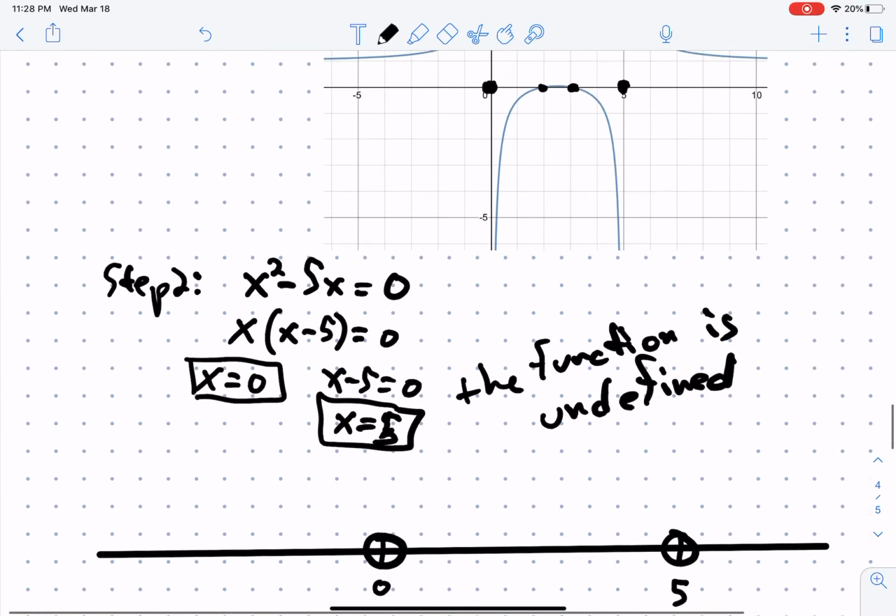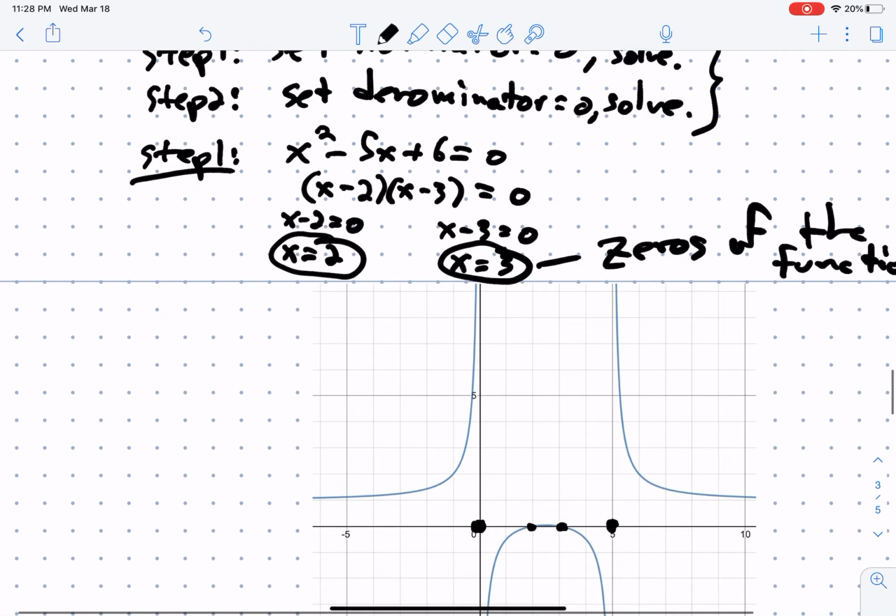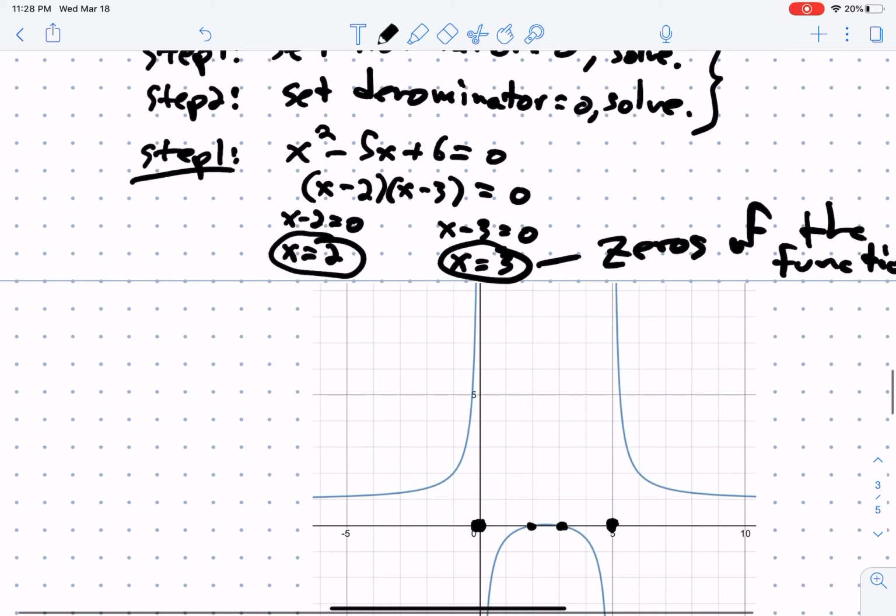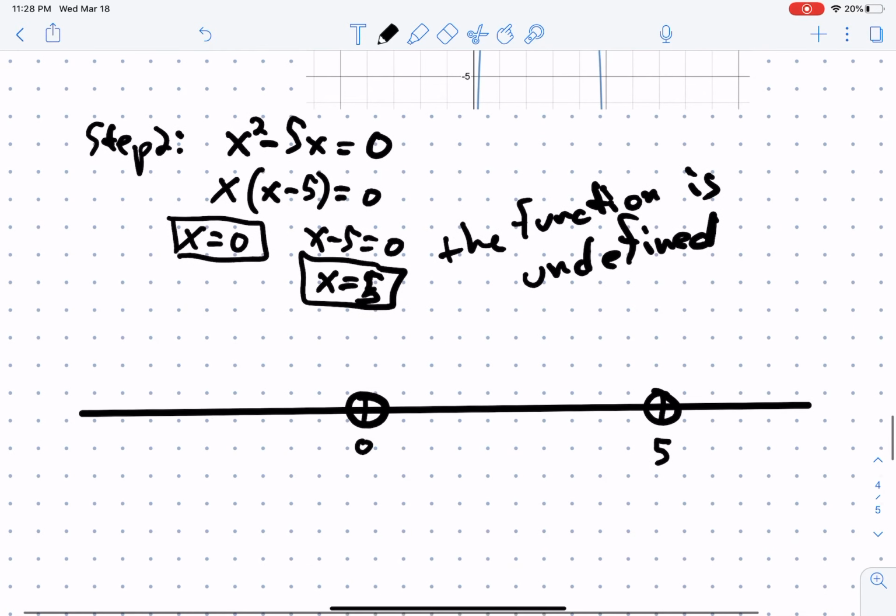Now, there were also two places, if we scroll up, x equal 2 and x equal 3, where the function was equal to 0. And so we put in, let me see, 1, 2, 3, 4. Here's 2 and 3. And you'll notice that on 2 and 3, I'm going to put closed dots, because on those points, it actually equals 0. It hits the x-axis. Okay.